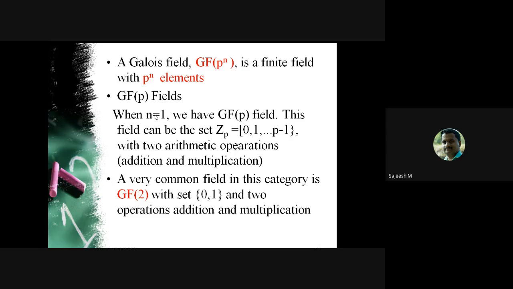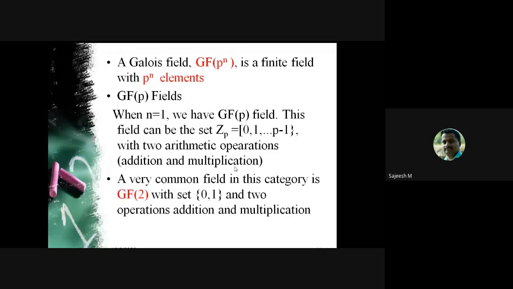If p is 5, then the elements of that set are 0, 1, 2, 3, 4, up to p minus 1. There will be p^n elements. Therefore, the GF(p) field has the elements of that set, 0, 1, up to p minus 1, with two arithmetic operations, for example addition and multiplication.